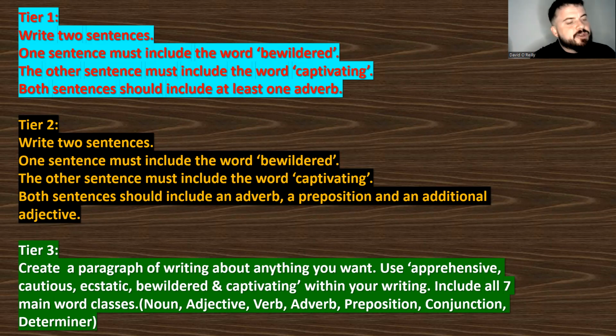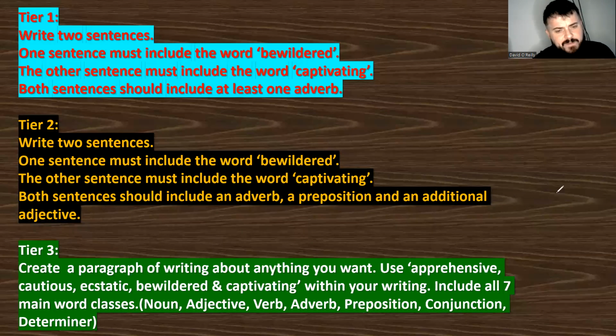And tier 3, can you create a paragraph of writing about anything you want? Can you use apprehensive, cautious, ecstatic, bewildered, and captivating within your writing? Include all 7 main word classes. So nouns, adjectives, verbs, adverbs, prepositions, conjunctions, and determiners. I actually think that all of us could give tier 3 a really good go. I don't think there's anyone that can't give that a good go. I recommend that we will try that one. Of course, if it's too difficult, move down a tier. But I really do think we can all do tier 3. Okay? Alright. We've come to the end.